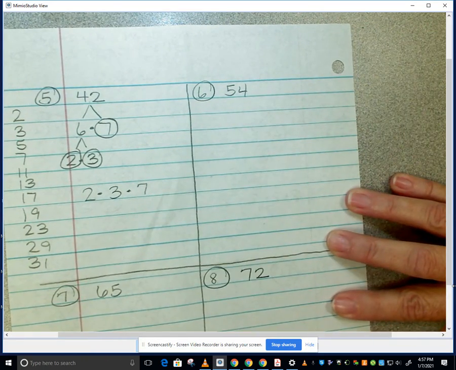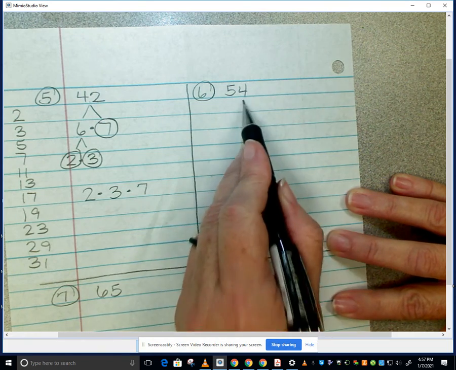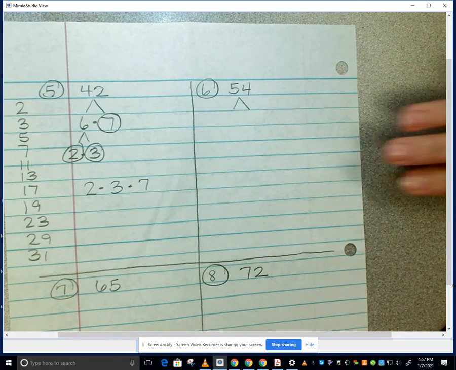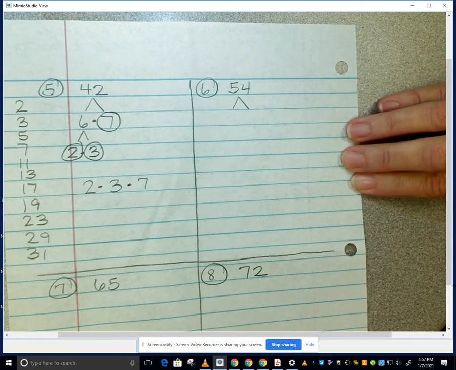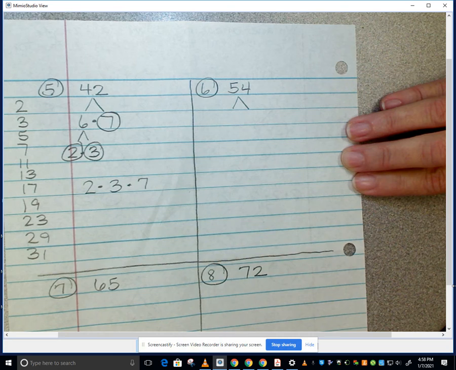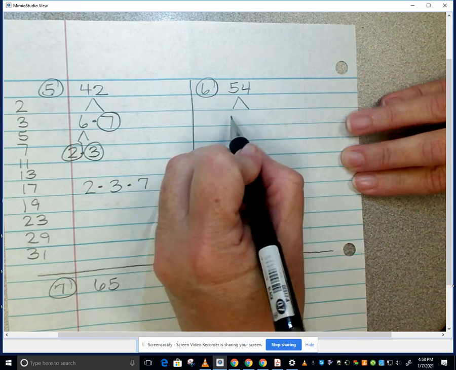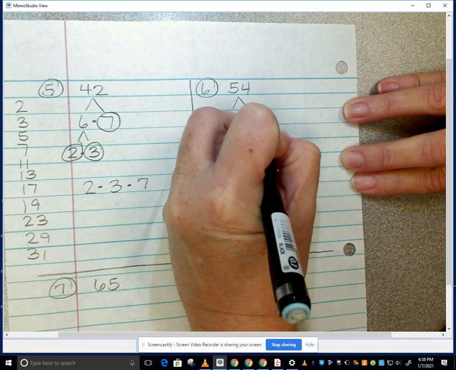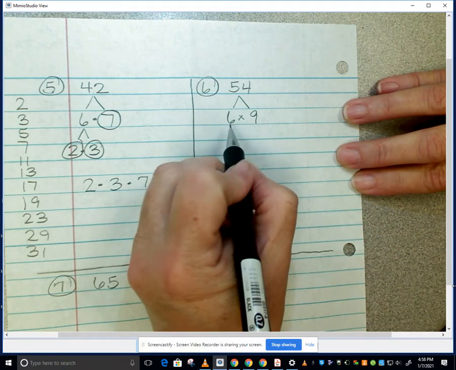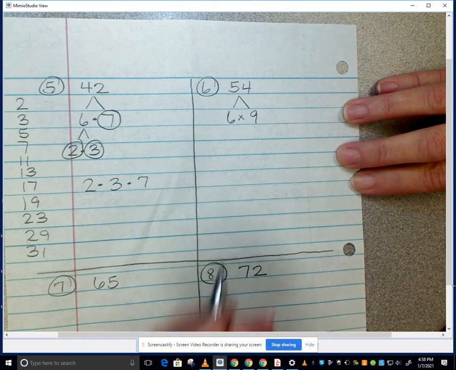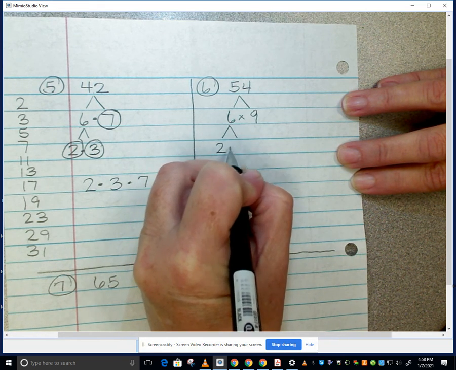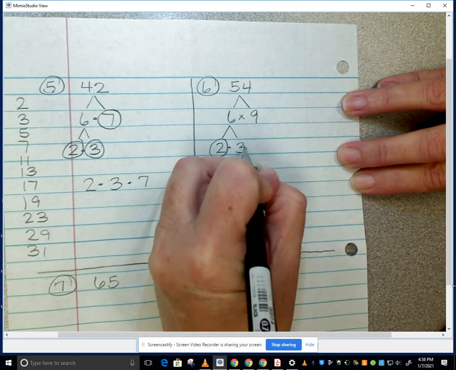Now, moving on to number 6. Write the number 54. It's an even number, so I know I'm going to have to branch it. Now, there are different ways I can get 54. I know 2 times something will work because it's an even number. 3 times something will also work. But I'm going to go with 6 times 9. Now, I could have used any of those other ways that I said. Now, 6, we're going to branch that. It's an even number. 2 times 3, prime.